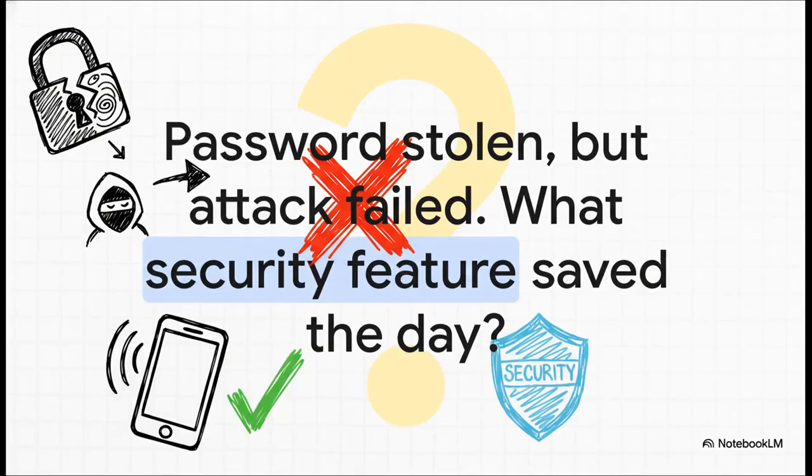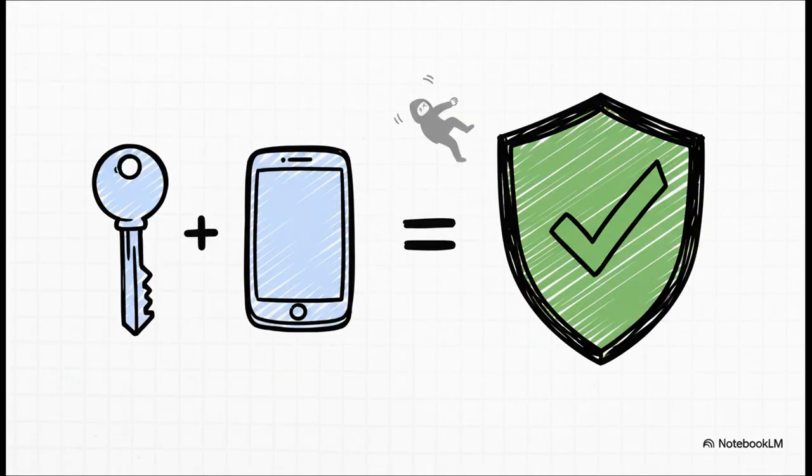Let's see that in action. A user's password gets stolen. The bad guy tries to log in, but fails because they don't have the user's phone. What specific feature just saved the day? Yup, that's multi-factor authentication, or MFA. It's the classic combination of something you know, your password, plus something you have, your phone. That second factor is exactly what stopped the attacker cold.